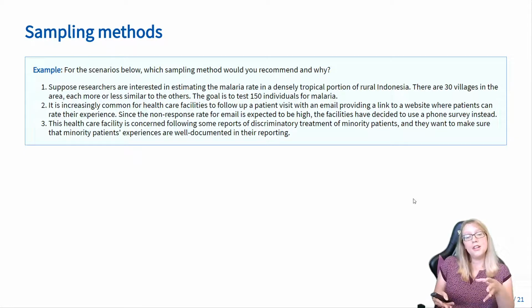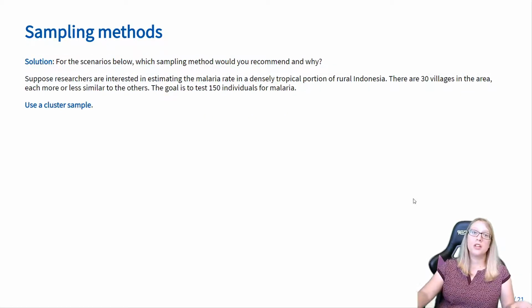If these villages are all fairly similar, think about the practicalities here. We'll have to travel from village to village to collect data. We could go to all 30 villages, for example, and choose 5 people from each village. That would give us 150. Or we could select 5 out of the 30 villages, test individuals there, and then we would have our data. So we could use, say, a cluster sample instead of going from village to village.